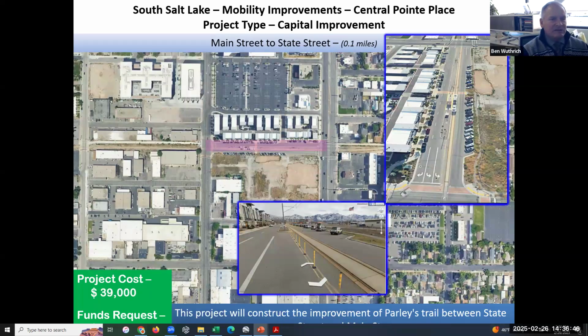Next project, also in South Salt Lake, is mobility improvements on Central Point Place between Main Street and State Street to give a uniform cross section and active transportation improvements. Estimated project cost is $39,000. Funds being requested are $36 plus thousand.